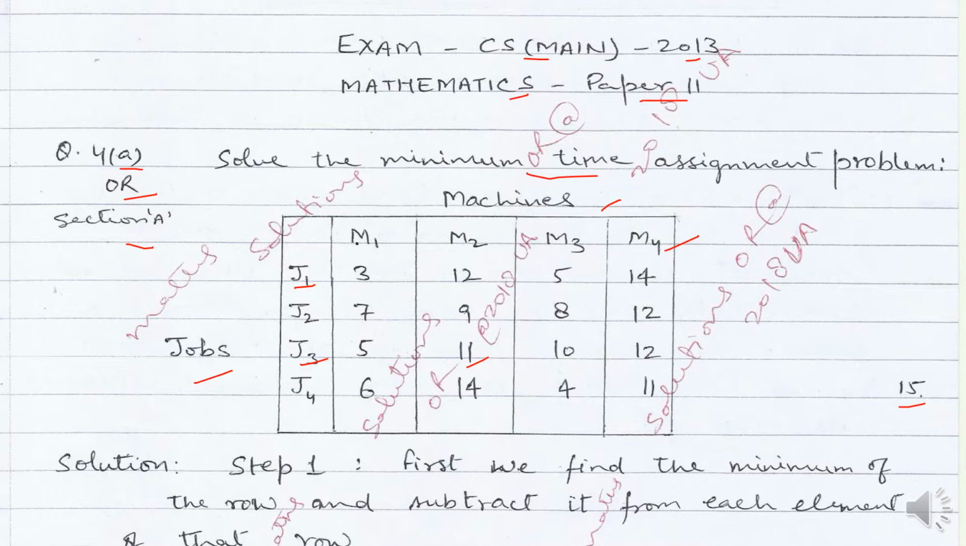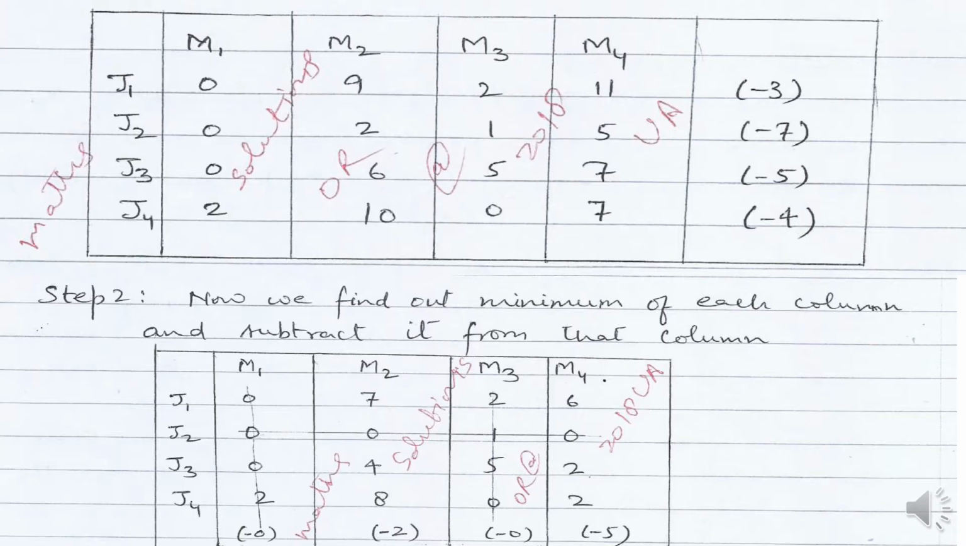So the first step is that we find the minimum of each row and subtract it from each element of that row. Say for the first row, J1, the row minimum is 3, for J2 the row minimum is 7, for J3 it is 5, for J4 it is 4. So we will subtract these values from each element of the corresponding rows.